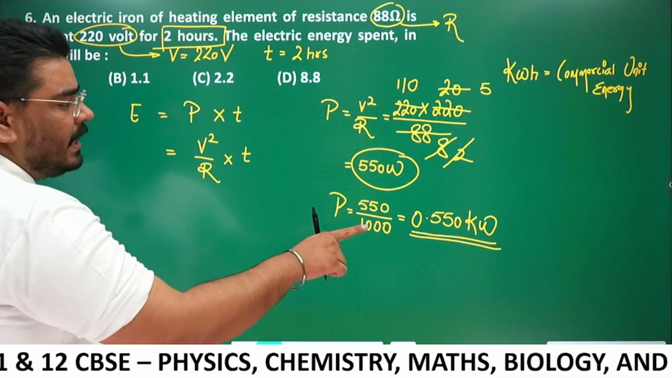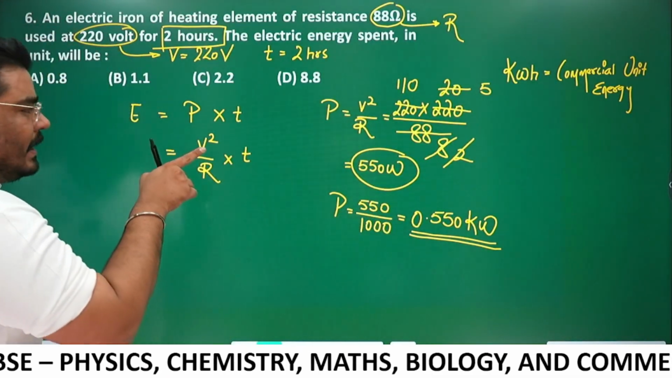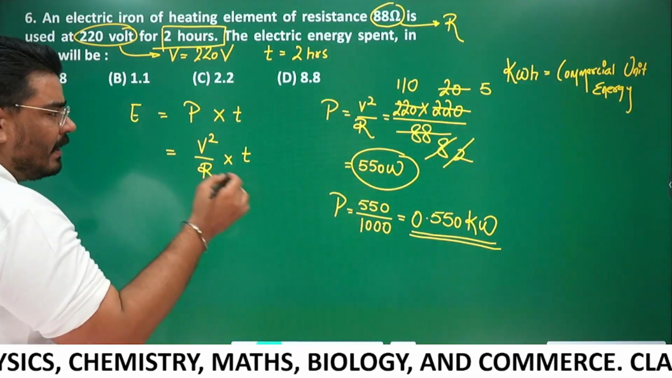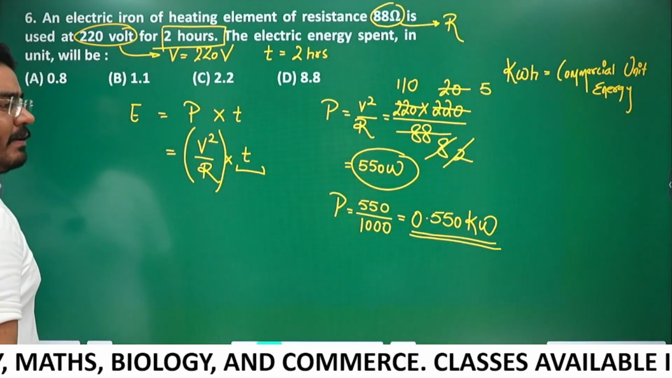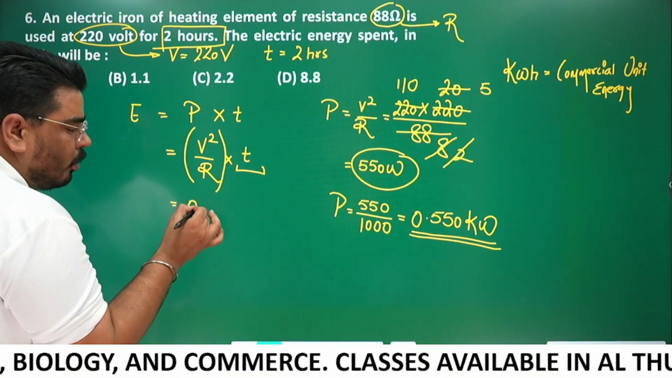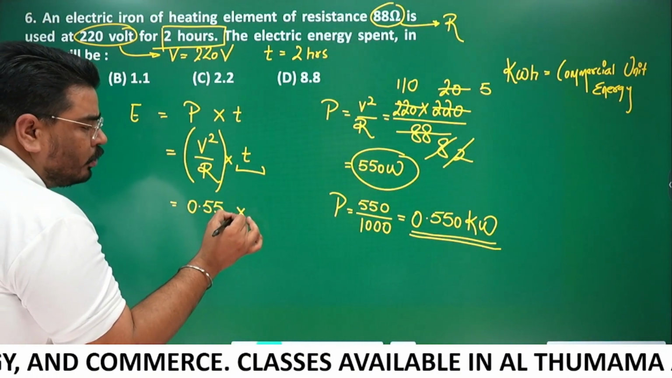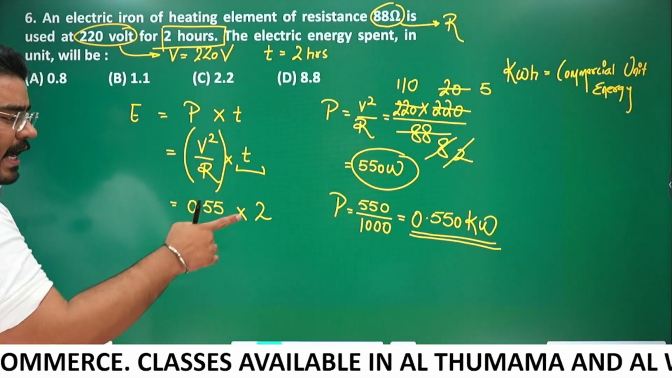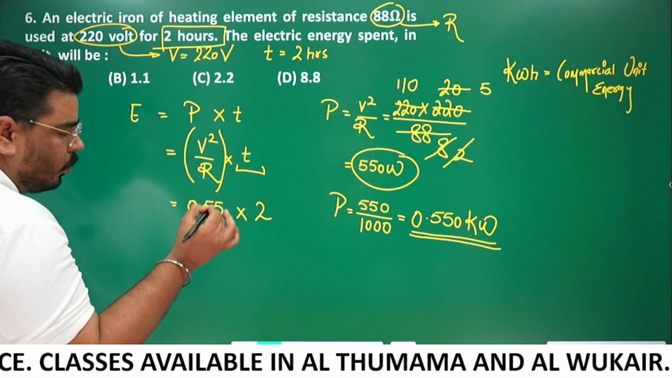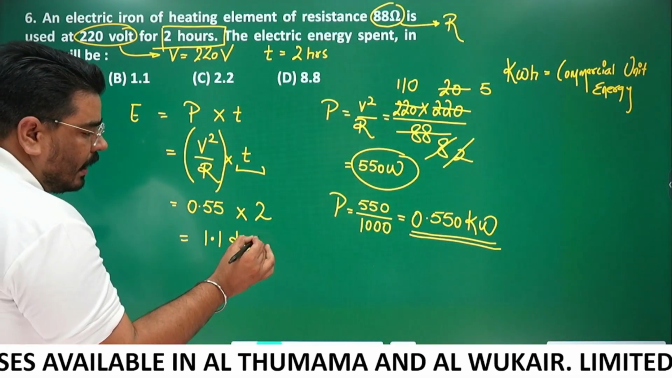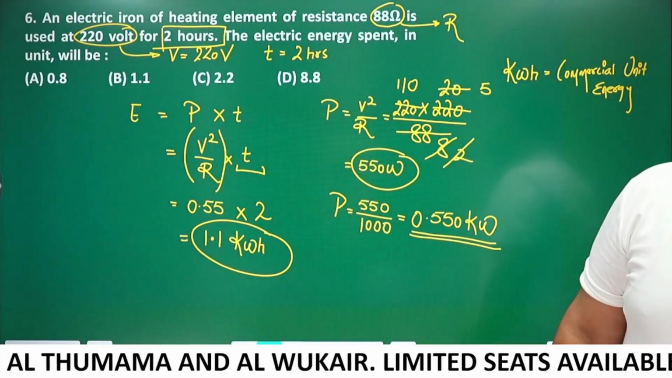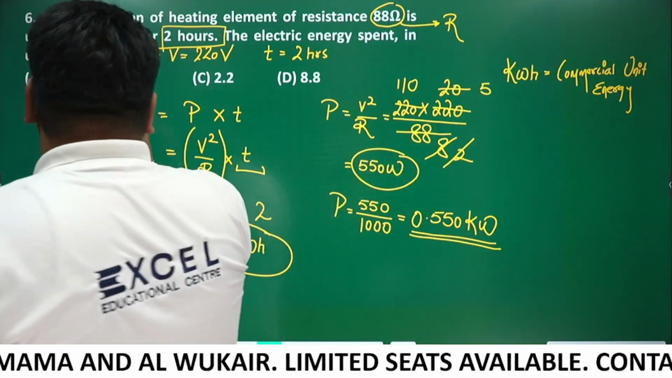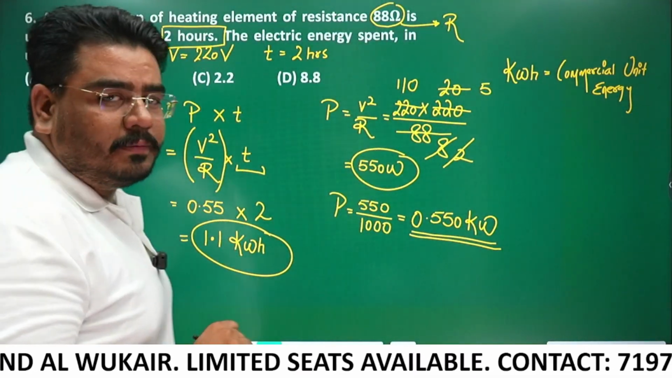Now what to do with that? We just need to multiply that with the time. Because you got power in kilowatt, substitute this in kilowatt, and the time is already given in hours, sir. We can write down 0.55 into 2. Sir, what will I get? I will get 1.1, which is kilowatt hour. Check it out, my dear students. So 1.1, sir, do we have that in the option? 100%, why would we not?